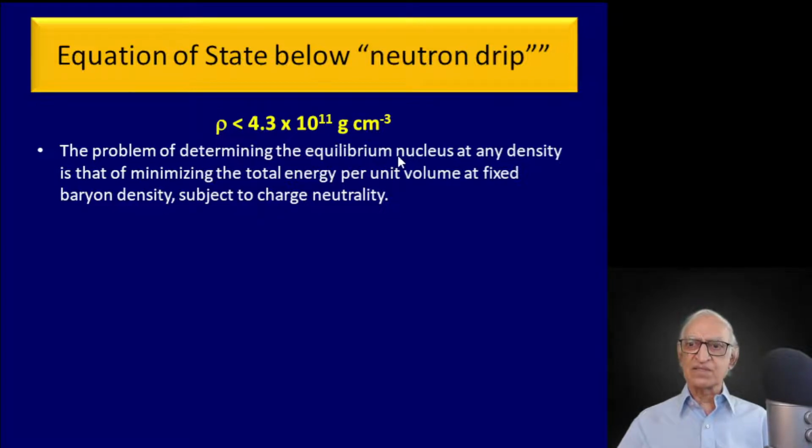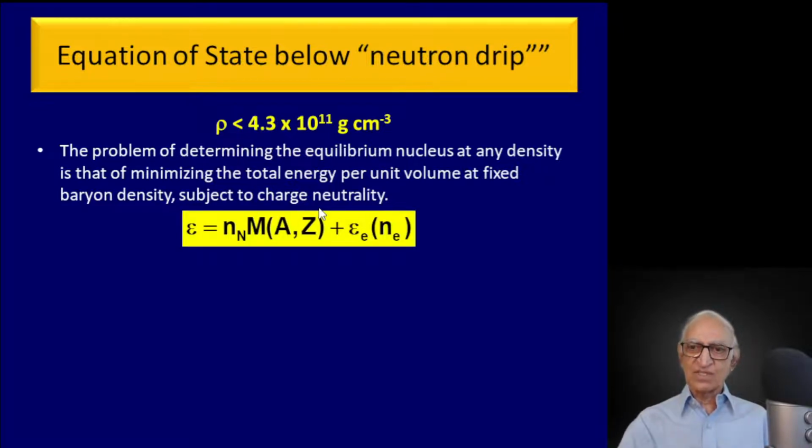The problem of determining the equilibrium nucleus at any density: I have a certain density and I give you a certain number of protons and neutrons. How you pack them as nuclei is determined by minimizing the total energy per unit volume at a fixed density subject to charge neutrality. Of course, charge neutrality has to be maintained. So at every density, you have to calculate what is the thermodynamically most favorable packaging of neutrons and protons into atomic nuclei. And what is the principle that you will use? The principle that you will use is to minimize this energy.